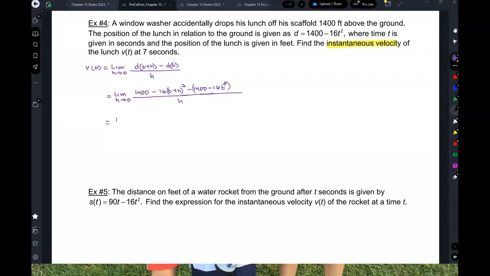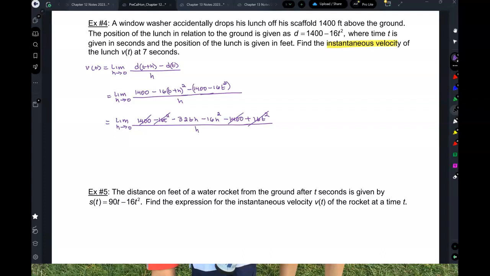Okay, so simplify this. Limit as h approaches 0, 1,400 minus, I'm just going to give you the simplified version. So this is 16t squared minus 32th minus 16h squared minus 1,400 plus 16t squared over h. Okay, positive 1,400, negative 1,400. Negative 16t squared, positive 16t squared goes away. So again, your second, f of x or d of t or whatever, should all cancel.